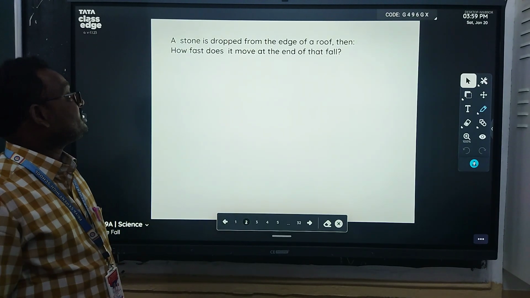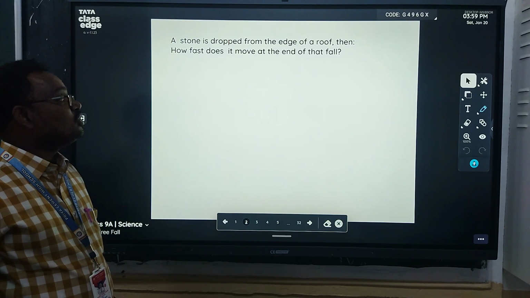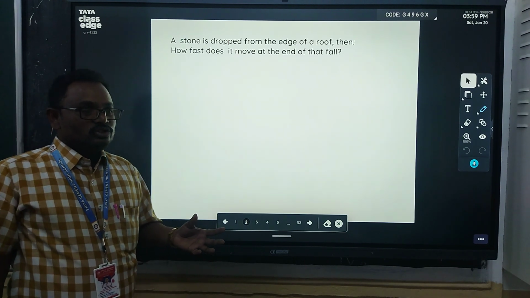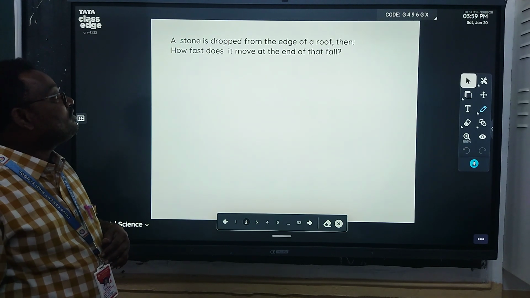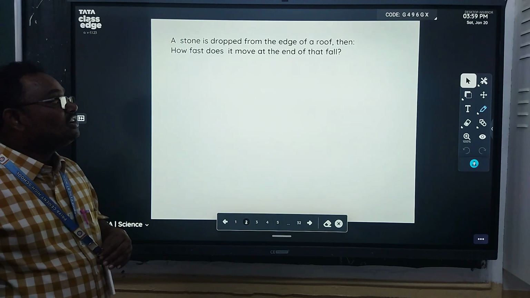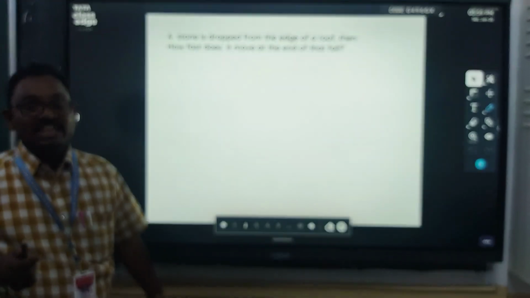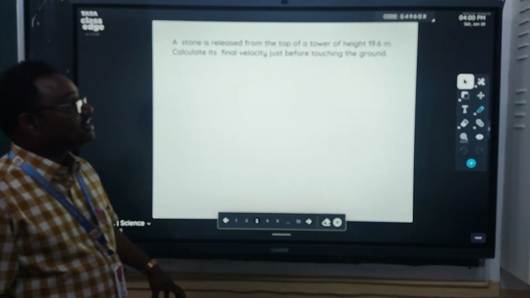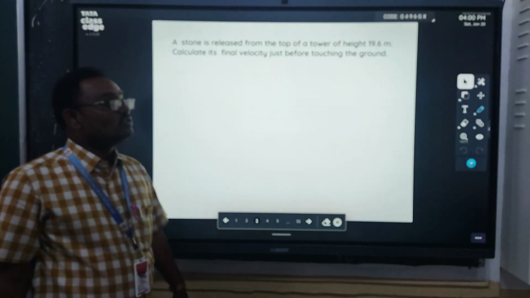Next one. A stone is dropped from the edge of the roof. Then how fast does it move at the end of the fall? At the end of the fall, it has maximum speed because of the gravitational acceleration of the earth. Next we can go to another question. A stone is released from the top of a tower of height 19.6 meters. Calculate the final velocity just before touching the ground.